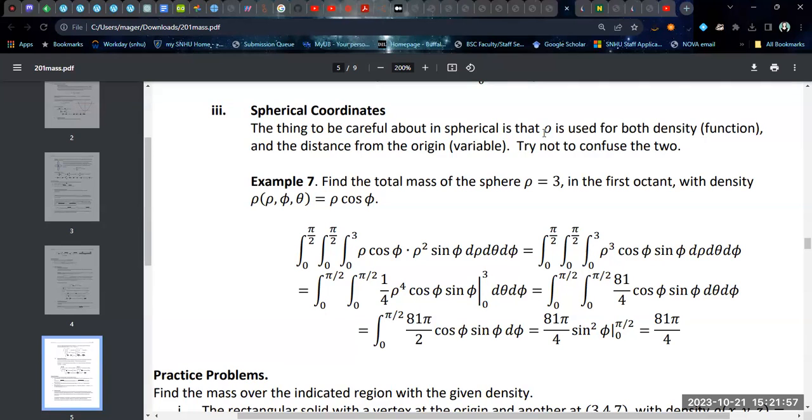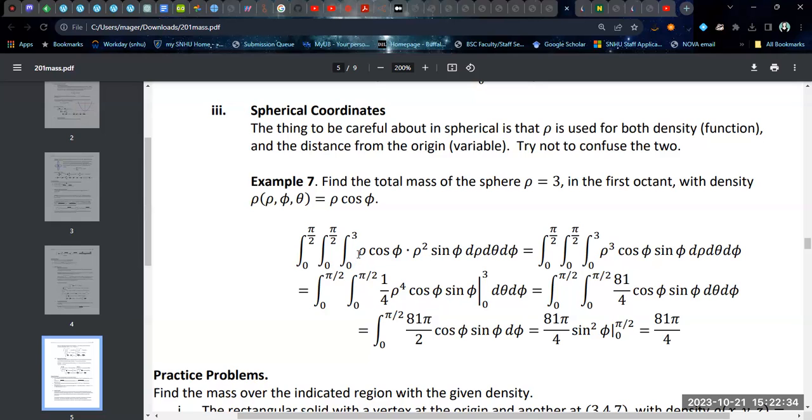This is going to go away as soon as we start plugging things in, but it's important when you're setting up the problem that you can keep the rho for the density function and the rho for the variable separate and distinct in your mind. Now we're going to find the total mass of just the sphere of rho equals 3 in the first octant. And then we're going to use the density function rho cosine phi. So essentially, rho cosine phi is the z coordinate. So this density is changing with respect to the z coordinate.